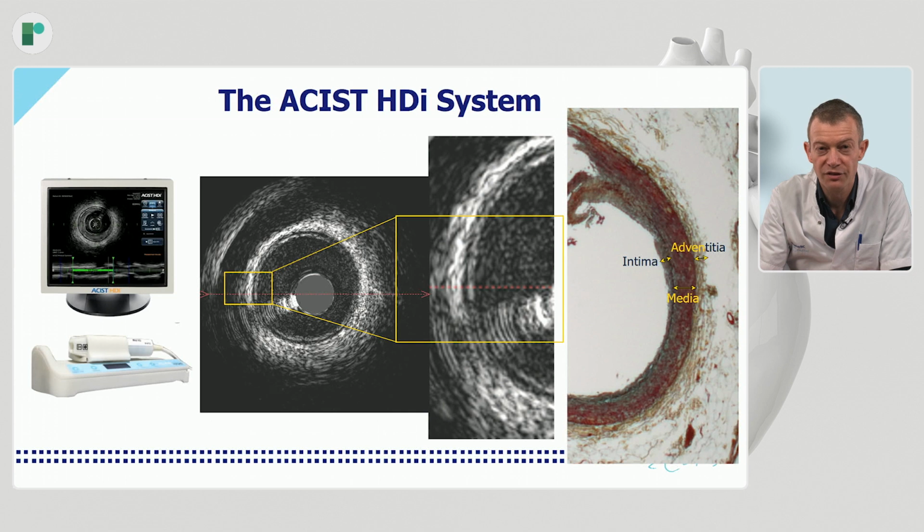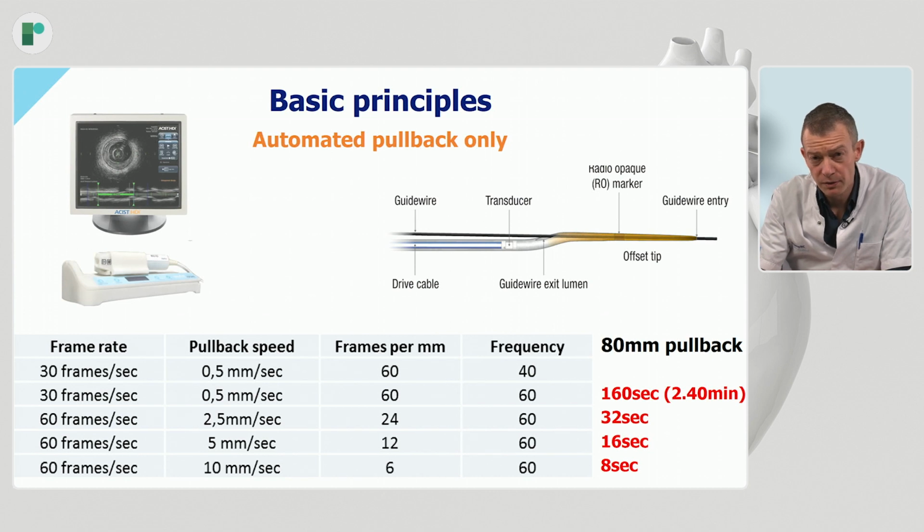Intima, media, adventitia, in this case completely normal, no plaque, and you clearly see the thin aspect of each of the 3 vessel layers. A key feature of this device is that it has a modifiable pullback speed.